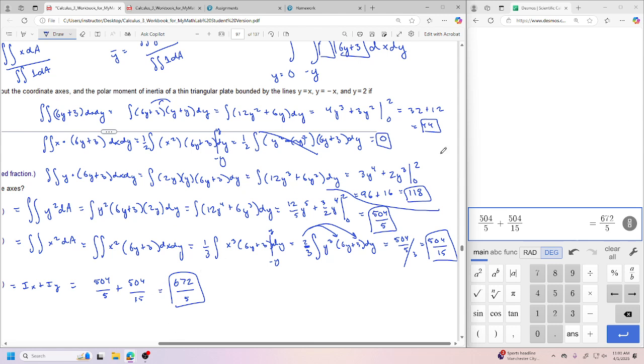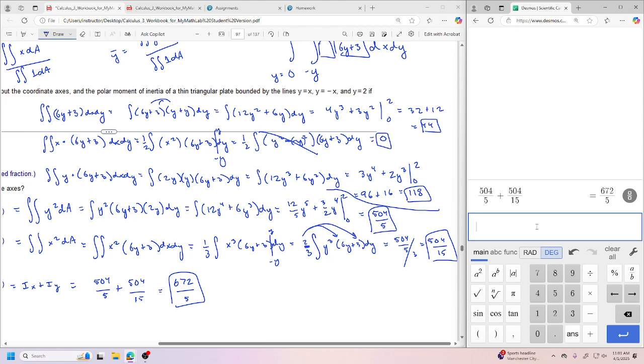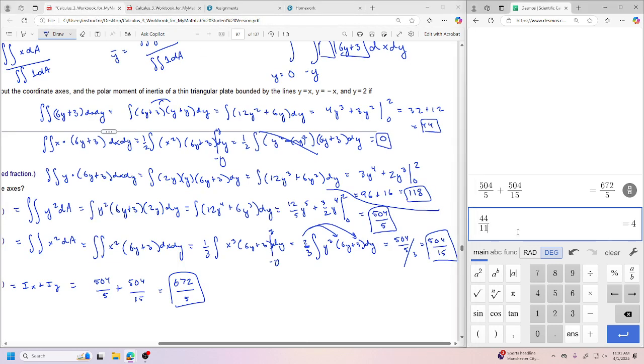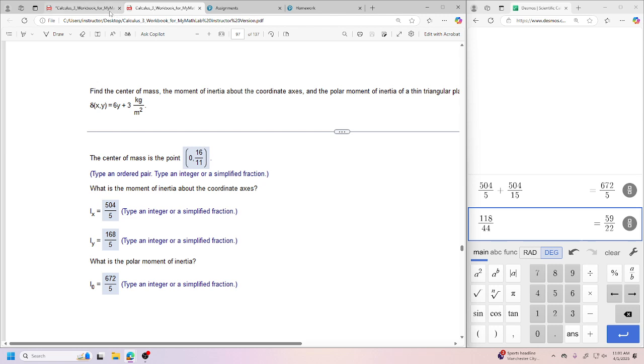Now, again, I'm just dividing these guys. One last thing I just want to verify is that 44 over 118 is indeed that. Oh. That's not the right answer, is it? No. Oh, it's the other way. You have to flip it. My bad. It's the 118 over 44. Okay. Oh. It's still not right.